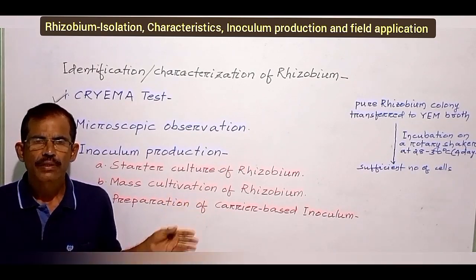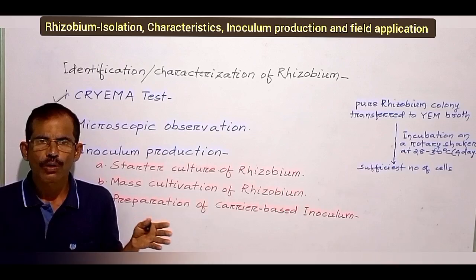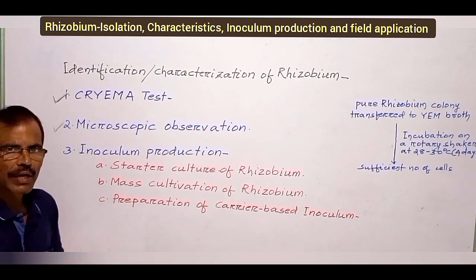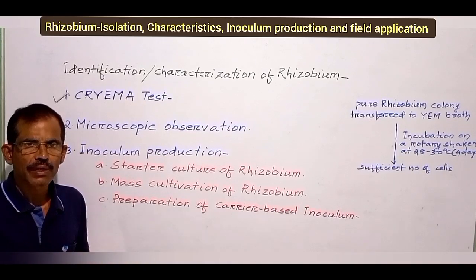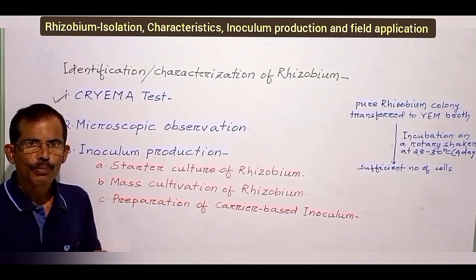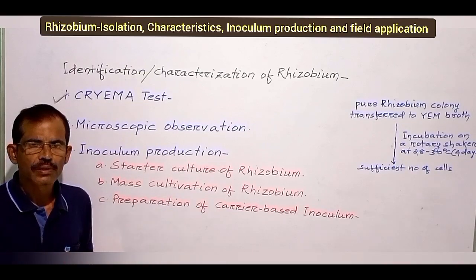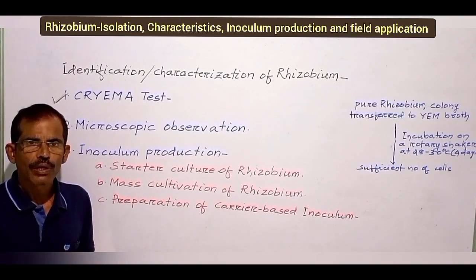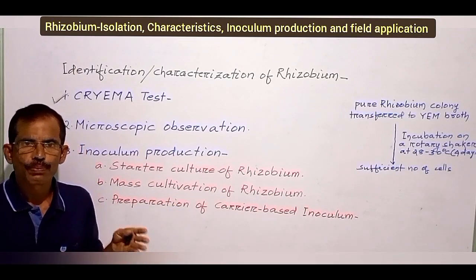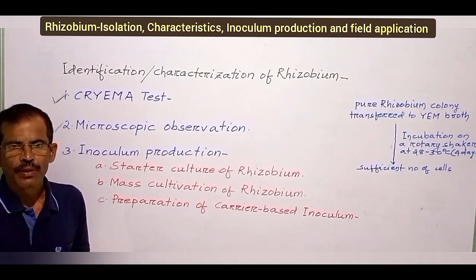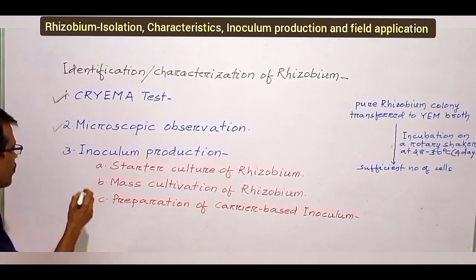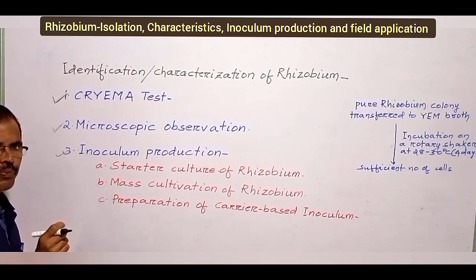After the CRYEMA test, the identified rhizobial colonies can also be observed microscopically. For microscopic examination, the bacterial sample containing purified rhizobial colonies is stained with carbol fuchsin. Carbol fuchsin is a dye that will color poly-beta-hydroxybutyrate granules present within Rhizobium. The identified rhizobial colonies are then used for production of inoculum.